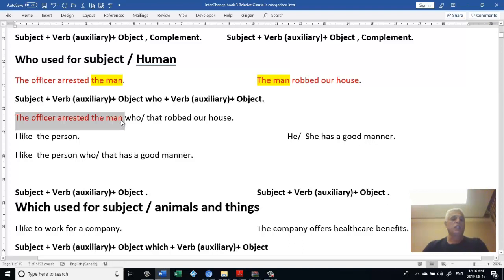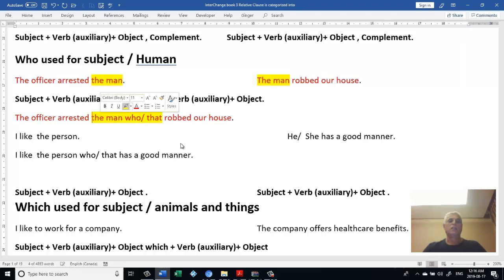Then we say the officer arrested the man. Then the second man, we're going to substitute it with who, or sometimes with that. Then we look here, those two are the same in the two sentences.